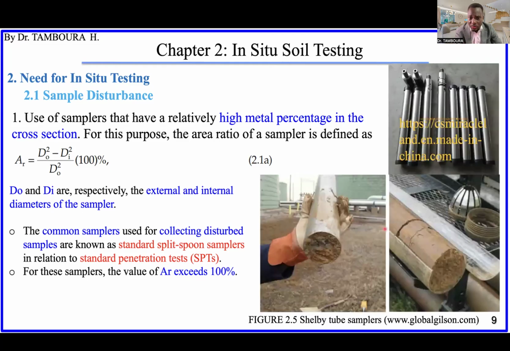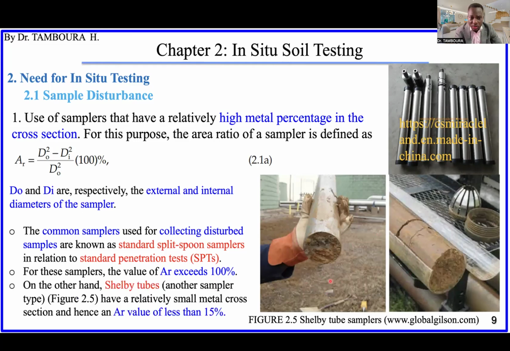We also have this kind of sampler. We call them Shelby tubes. These Shelby tubes are much more reliable. They give less disturbed soil samples. Okay, I will give a definition of this again.